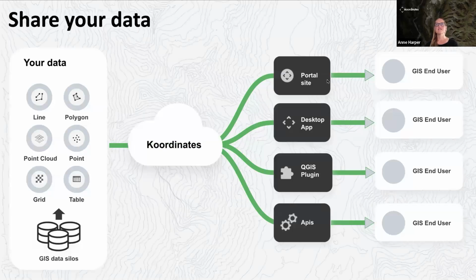Here we go. So Koordinates as a platform is designed for you to share your data. So you may have lines, points, point clouds, polygons, imagery, tables. You can load them all into your Koordinates site, should you have one. And then your users can take it in whatever way suits them. So perhaps they have an app and they want to consume that data via API. If they're a QGIS user or an Esri user, they can choose their favorite format. And there is a desktop app plus the portal sites.